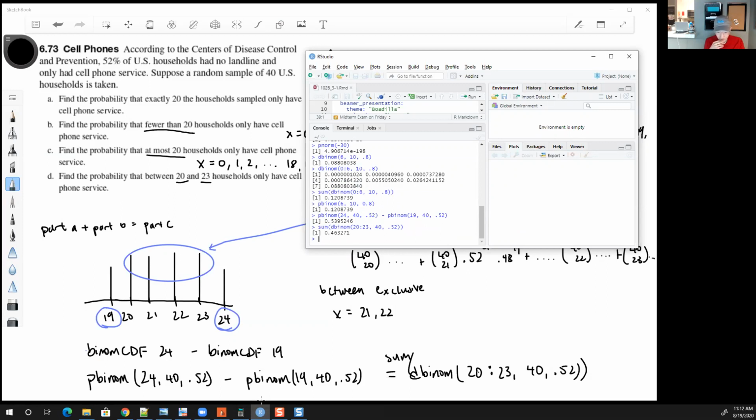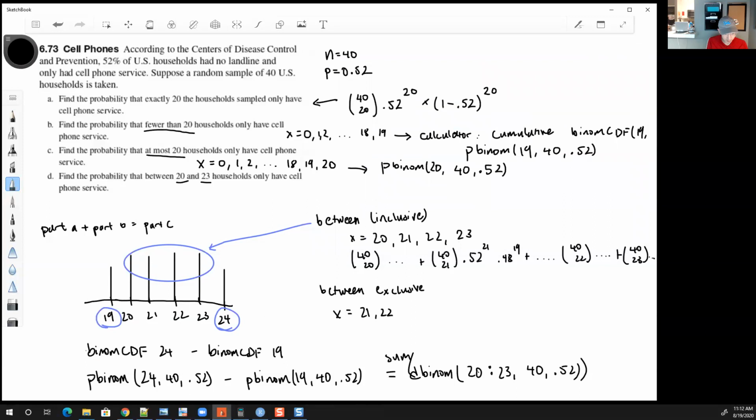Oh, shoot, what did I do? 20, 21, 22, 23, 24. Why is my number off? Oh, you know what? I wanted the 23, not 24. It's 23 minus 19. Sorry, I messed up there. And I know my mistake. We want the 23 minus the 19, not 24 minus 19.